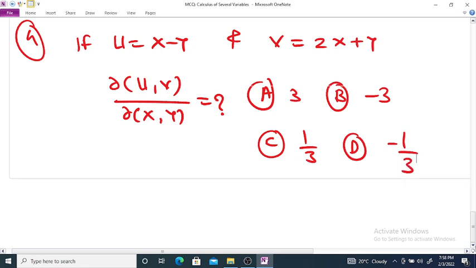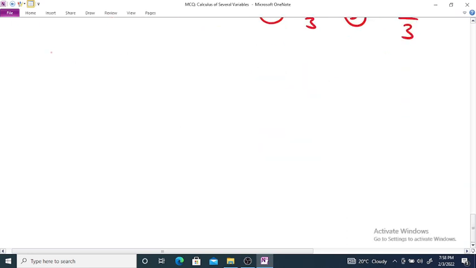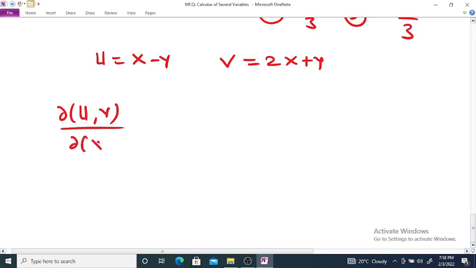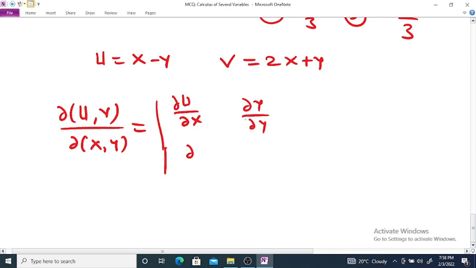So here given u is equal to x minus y and v is equal to twice x plus y, and we want to determine del(u,v) divided by del(x,y). This is nothing but the Jacobian, so it is equal to the determinant with del u by del x, del u by del y, and so on.